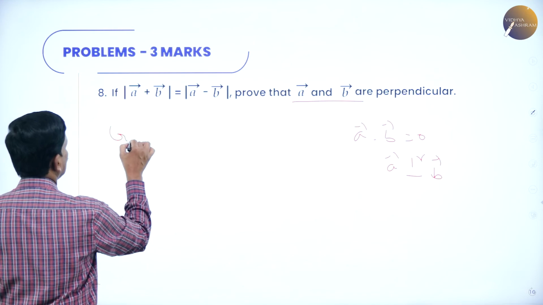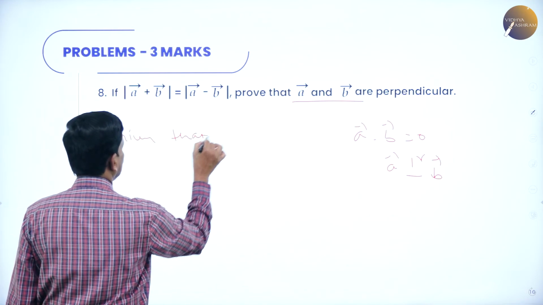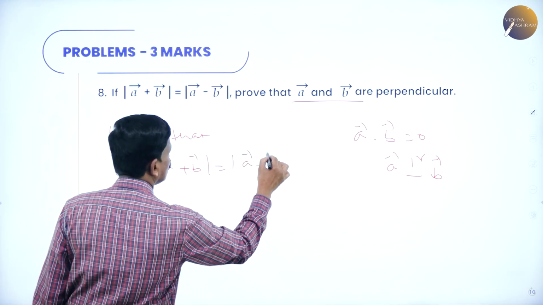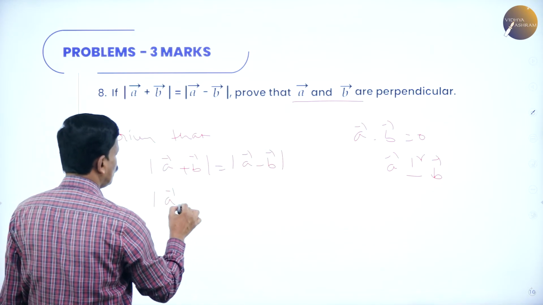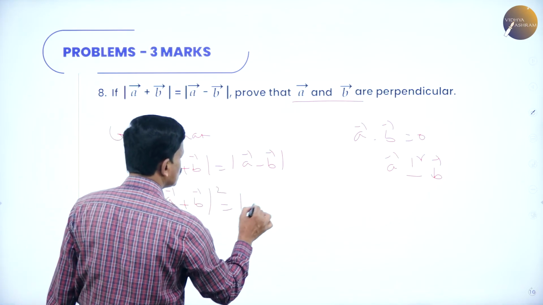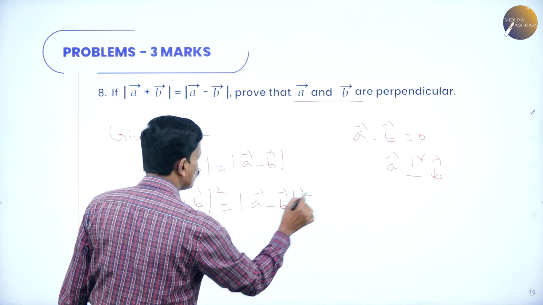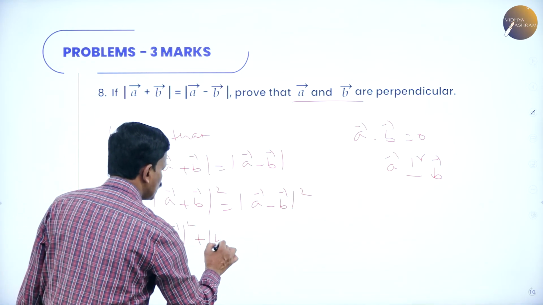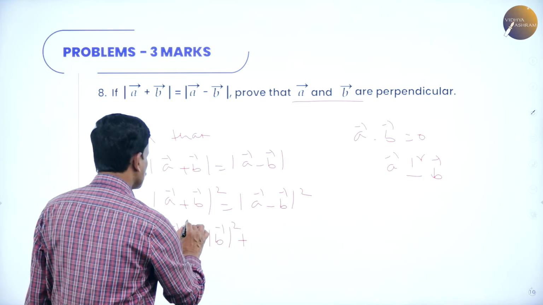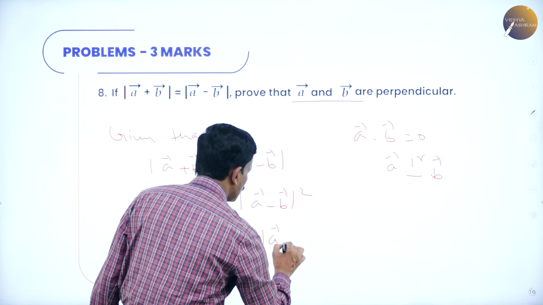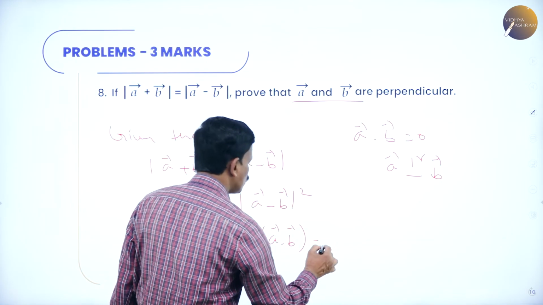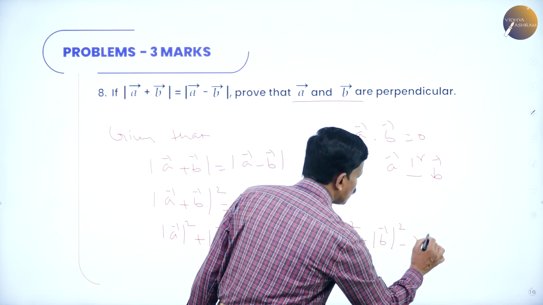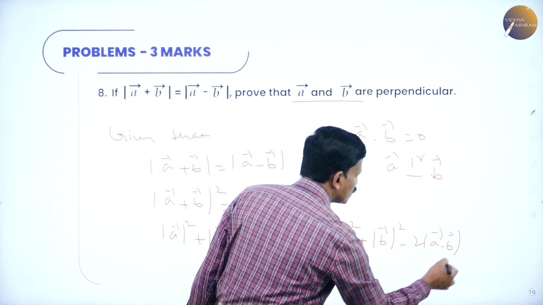Now what is given? Given that length of vector a plus b is equal to length of vector a minus b. Now consider length of vector a plus b whole square is equal to length of a minus b whole square. This can also be written as, we know this, length of a square plus length of b square plus 2 times a dot b is equal to, again this is length of a square plus length of b square minus 2 times the vector a dot b.